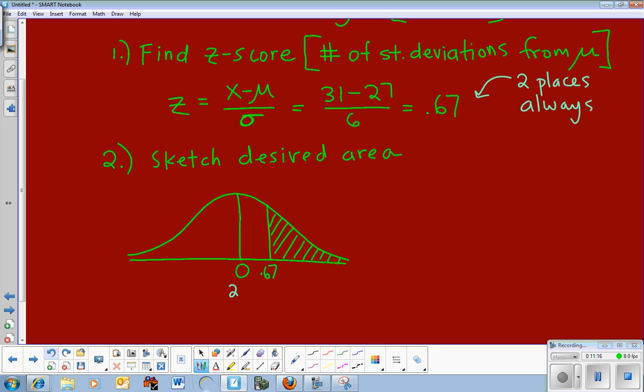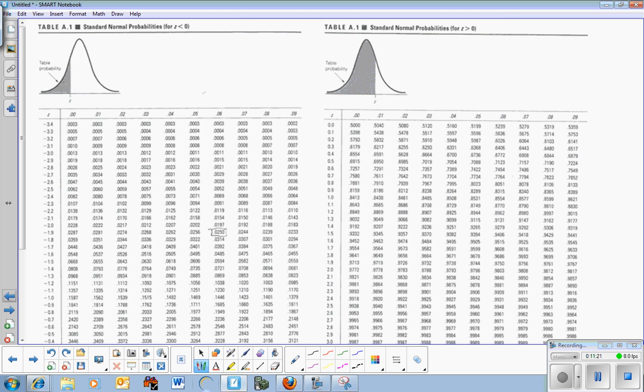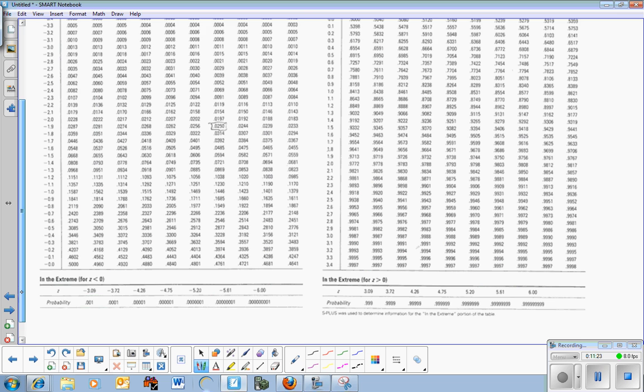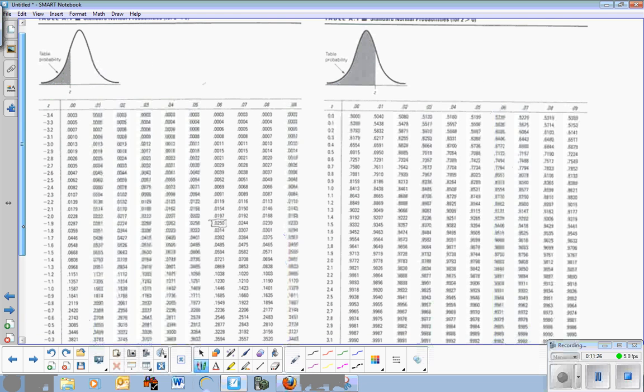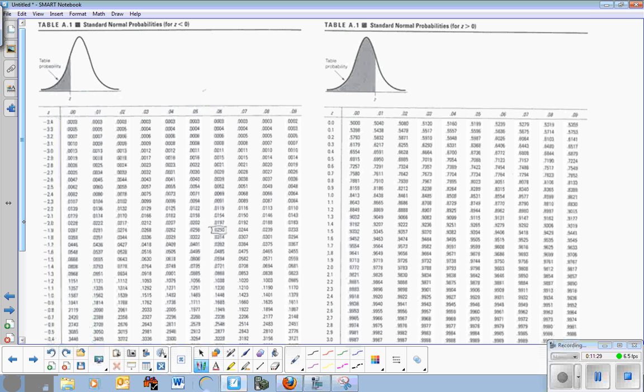Let me get rid of those for now. Here's how this chart works. And like I said, this is in your book. You'll have a copy of this paper. You'll have this for your AP exam. All the area to the right of 0.67. This chart gives me the area to the left, so I might have to do a little creative subtracting.